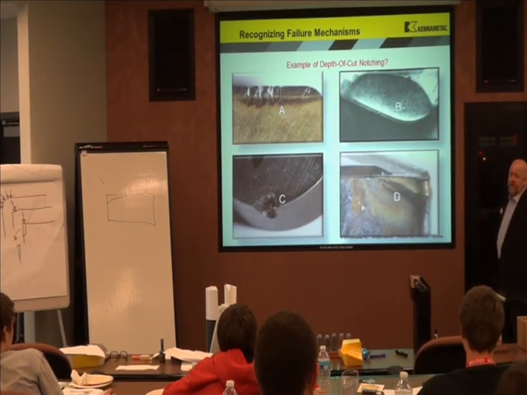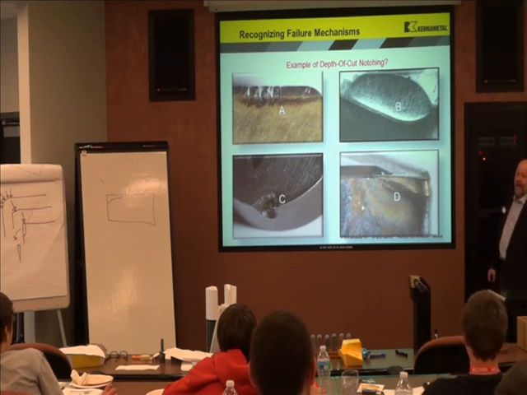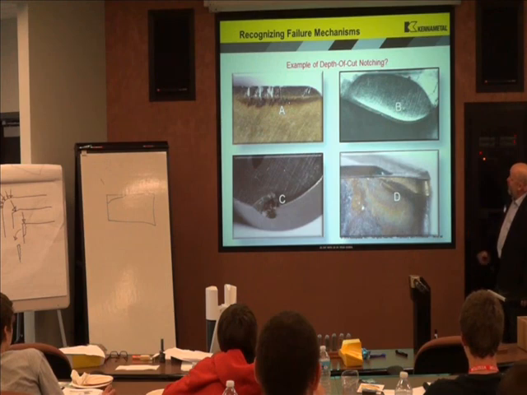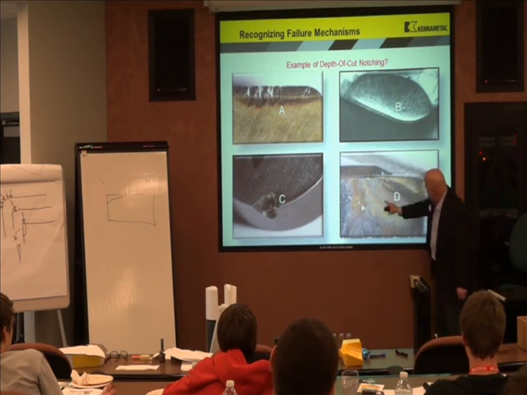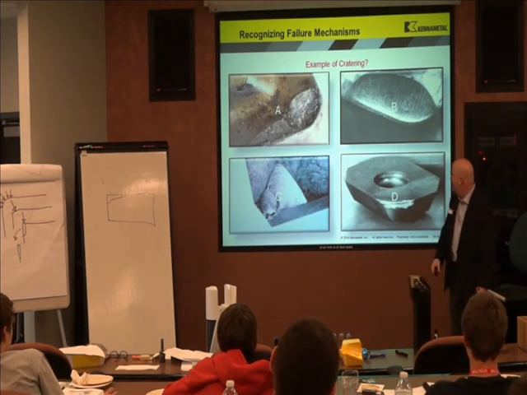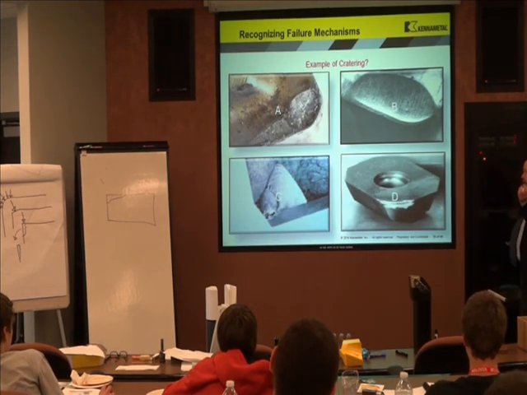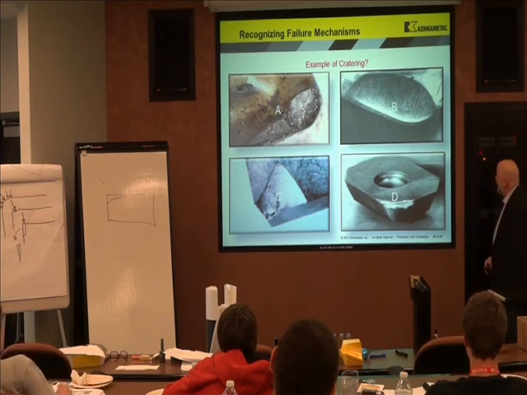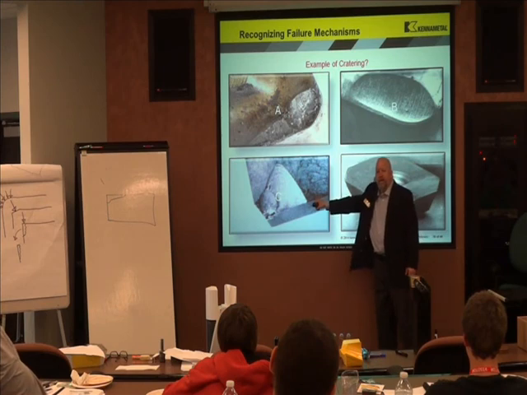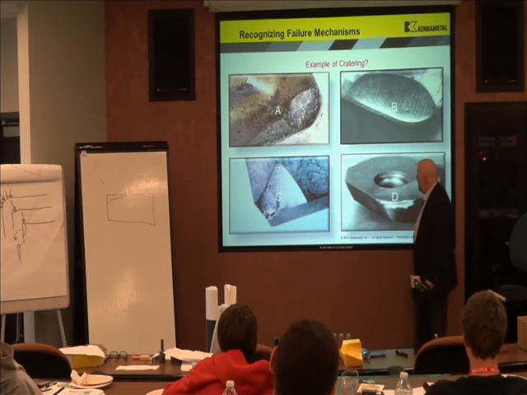Where's depth of cut notching? A is actually more thermal cracking. It's C. What's B? Chipping. What's C? It's thermal deformation. You can see a little bit of deformation and you see the rainbow. Where's cratering? Oh boy. B and A. What's this? It broke.